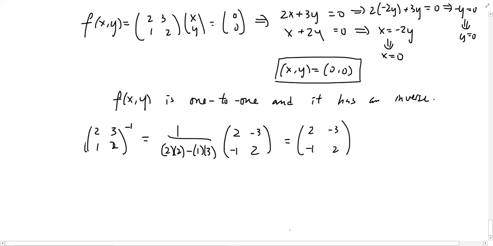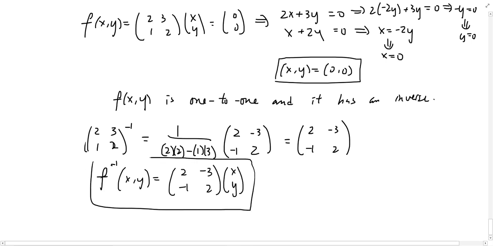Okay. And it shouldn't be too difficult for you to multiply this matrix right here with 2, 3, 1, 2, and you should be able to see that they multiply to the identity matrix. So therefore, what is the inverse function f inverse? Well, f inverse of xy would just equal 2, negative 3, negative 1, 2 multiplied by xy. All right, pretty straightforward.